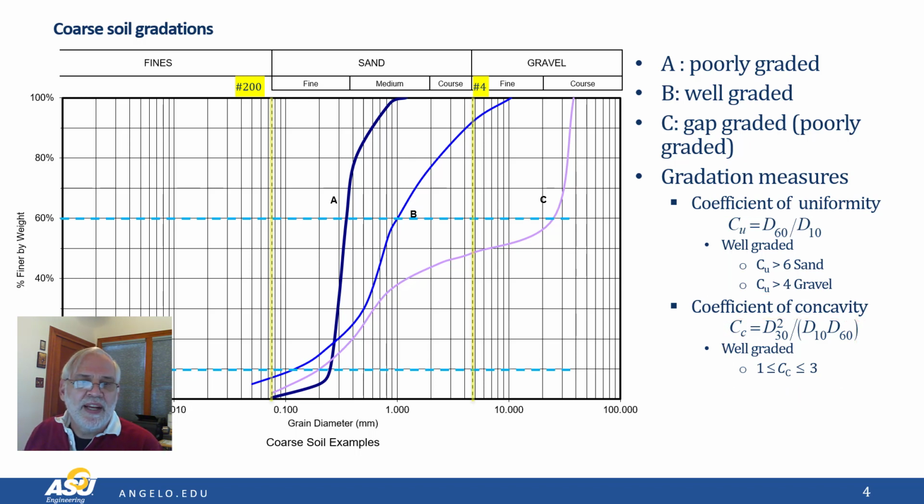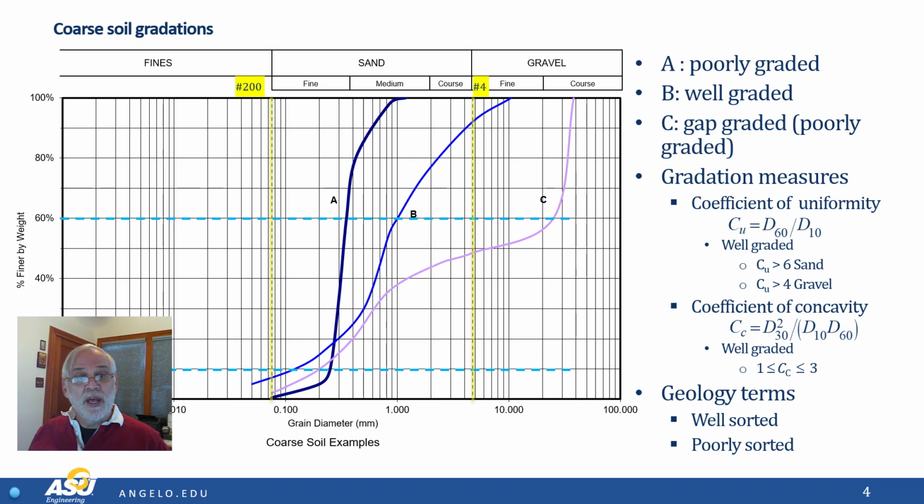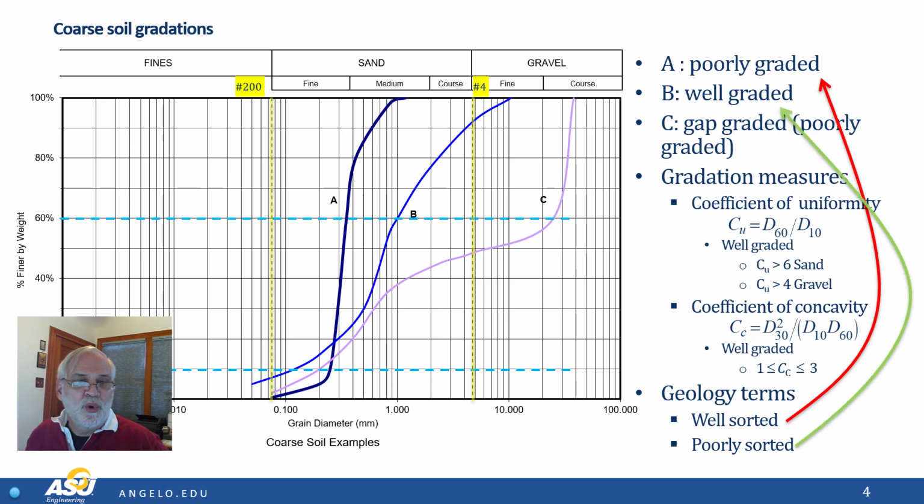Before moving on, I'd like to contrast geotechnical engineering terms with geology terms as they relate to gradation. Geologists use the terms well sorted and poorly sorted when discussing grain size distribution of soils. This language is just the opposite of that used by geotechnical engineers. To a geotechnical engineer, a well-sorted soil will be poorly graded, and a poorly sorted soil will be well graded. So be careful when you're talking to a geologist about soils. It's easy to be misunderstood.